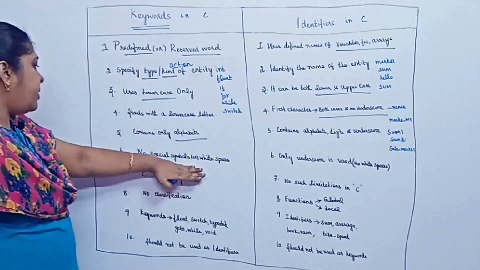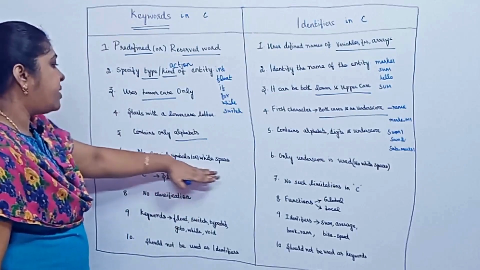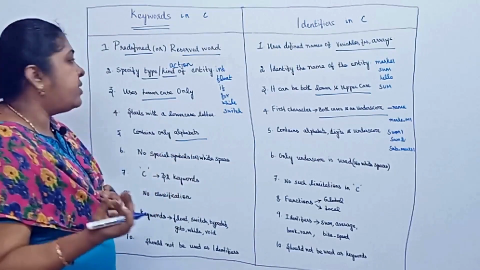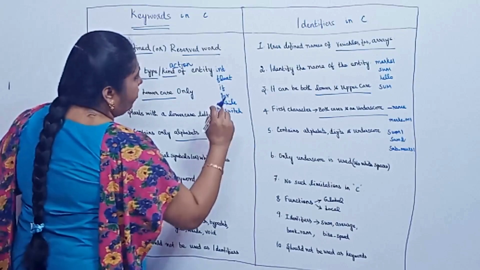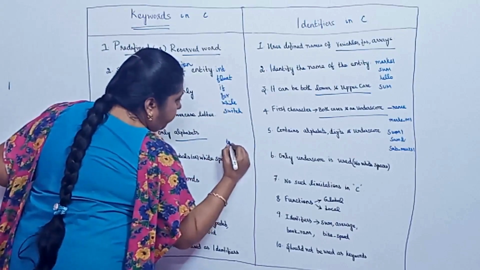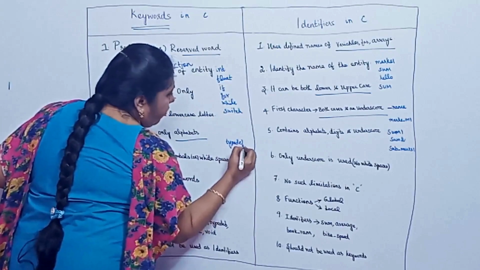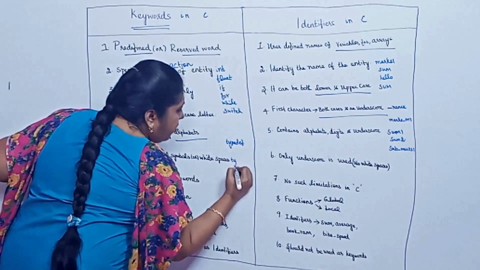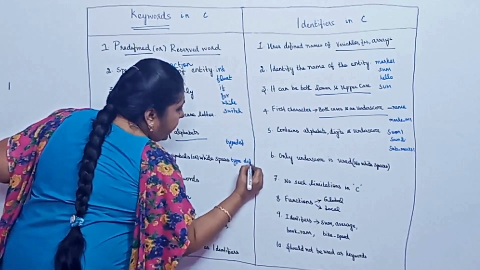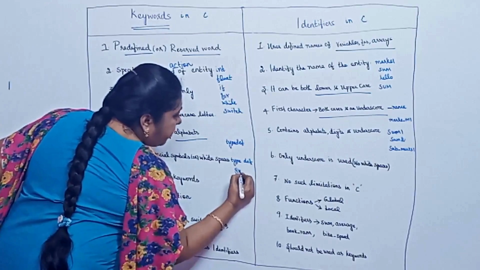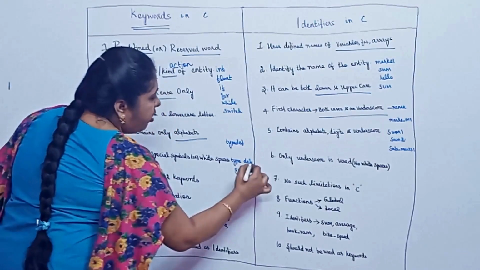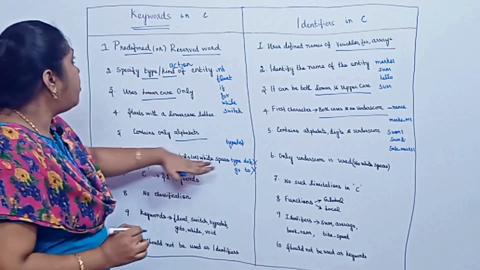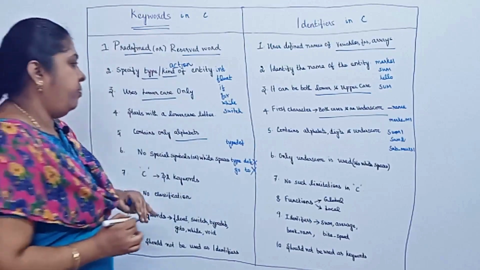Okay. Now the sixth point: no special symbols or white spaces. That is, white spaces or any symbols are not allowed. For example, we can represent typedef. This is the correct word to be represented. We cannot represent "type def", or for the goto statement we cannot represent "go to" with a space. Both of these things are invalid. They are not allowed in the keywords.